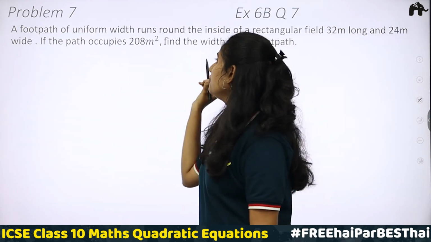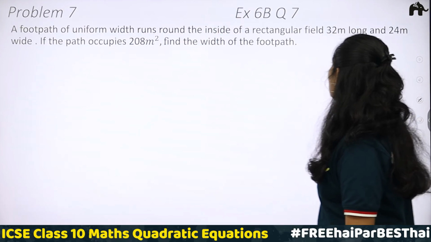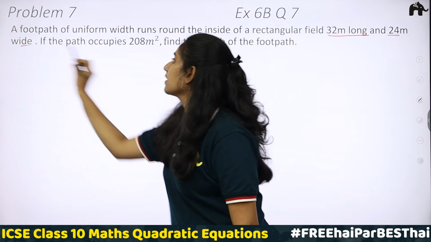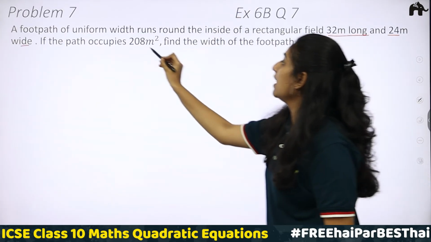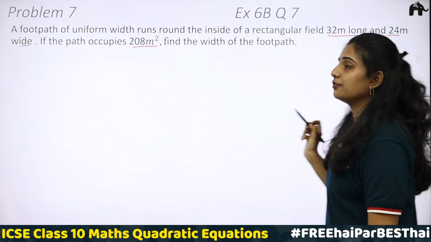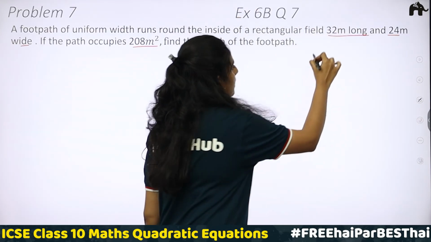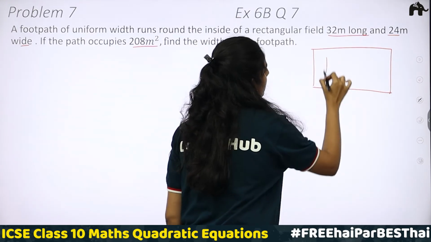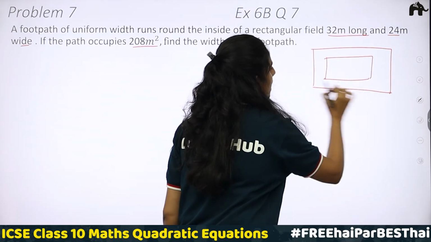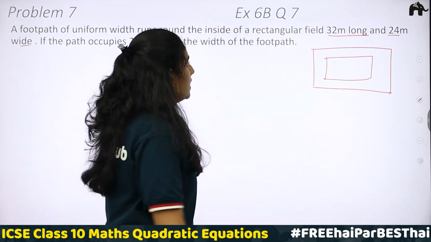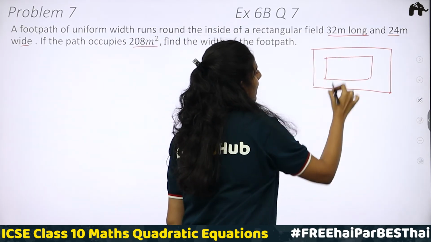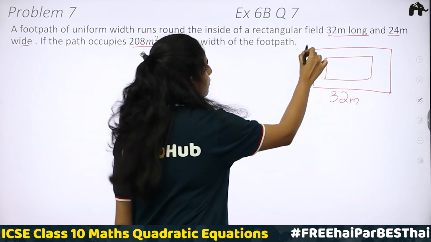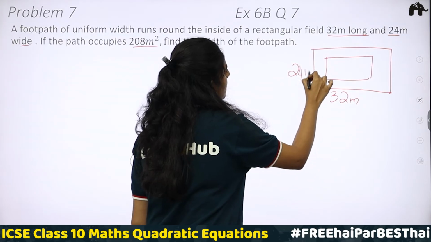Next, problem 7, question 7 of exercise 6B. A footpath of uniform width runs round the inside of a rectangular field 32 meter long and 24 meter wide. If the path occupies 208 meter square, find the width of the footpath. Here this is the rectangular path and here we have an inner rectangle and this part is the footpath.